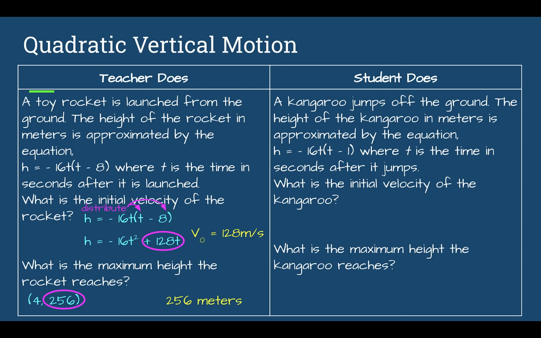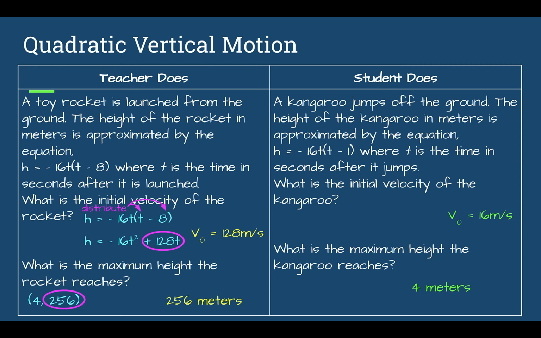Now it's your turn again. Pause the video, figure out the initial velocity and the maximum height of the kangaroo. Let's check. You should have found that the initial velocity was 16 meters per second and the maximum height was 4 meters.